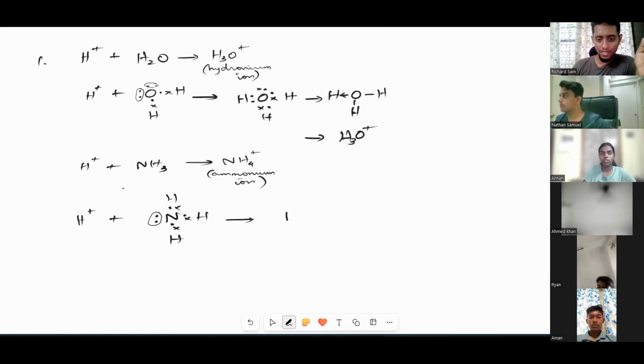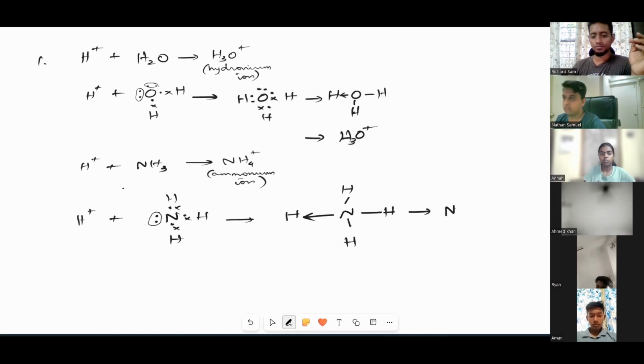And when you draw the final bond diagram, you'll have 1, 2, 3. This is a bond that was already there for ammonia. And now you have the new bond here, which is an arrow pointing towards hydrogen. That is NH4 plus. Okay. All right. Draw this.